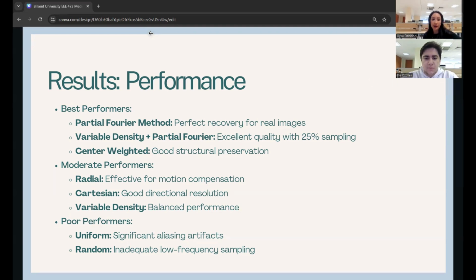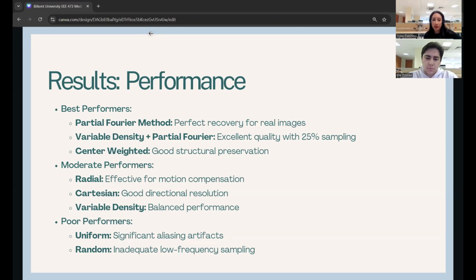The radial, Cartesian, and variable density techniques were moderate performers, and it was decided that the radial undersampling technique was much more effective for motion compensation in motion artifacts and not for our case in our research. The Cartesian technique gave good directional resolution, and the variable density technique gave moderate performance.